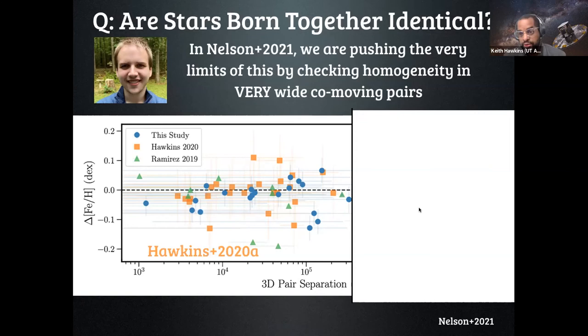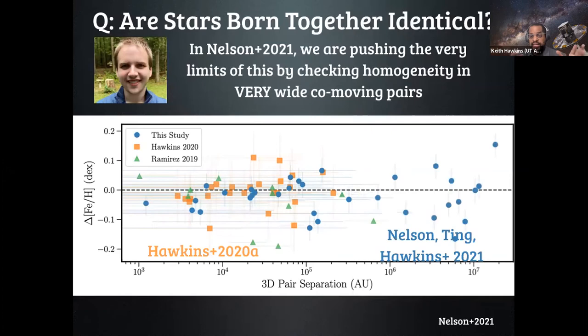Tyler expanded the sample from 25 to 40 wide binaries and found that the co-moving pairs that are at tens of parsecs apart are just as homogeneous chemically, or nearly as homogeneous, as the stars that are separated by just 10 to the 3 AU. This was a surprise to me, but then there was some nice simulation work done by Harshal Kunar, which showed that this is not super unexpected. Simulations expect that conatal pairs can be separated by as much as tens of parsecs.